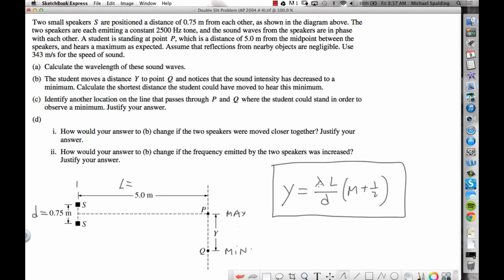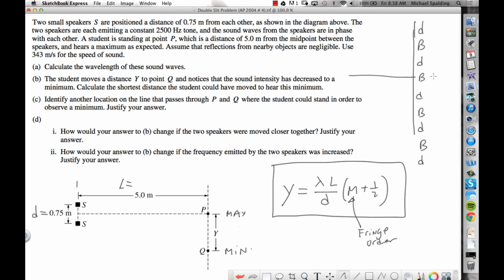That's L. We calculated lambda. Now, what's this M here? M is referred to as the fringe order, and it's how we keep track of the pattern. When we were doing light, it was bright, dark, bright, dark, bright, dark, and then the pattern goes dark, bright, dark, like that.